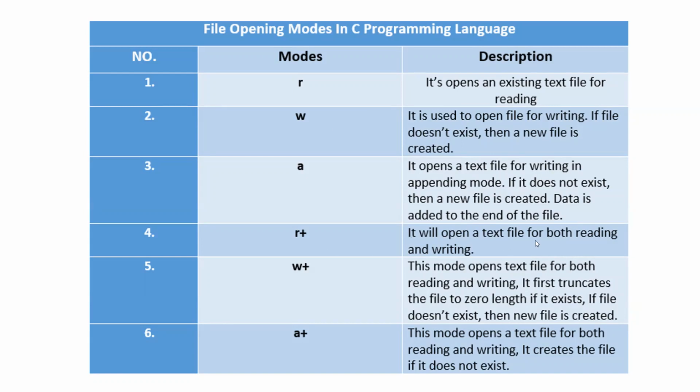r+ opens the file for both reading and writing. w+ opens the file for both reading and writing. It first truncates the file to zero length if it exists. If the file doesn't exist, a new file is created. If the file exists, then its content will be erased, and it is for both reading and writing. a+ means this mode opens a file for both reading and writing and appending. It creates a file if it does not exist. These are the modes that are used for reading a text file.